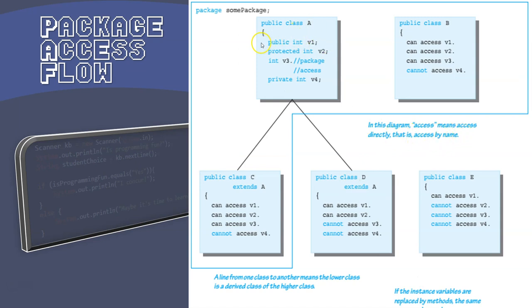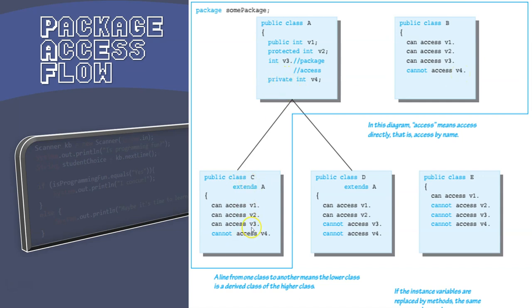So we have public int v1, protected int v2, int v3, and int v4. So these are the four different access levels: public, protected, package access, and private. And if we look at this class right here, this is all within the same package. So class B is not derived from A, but it can access the public, the protected, and the package access. But of course, it cannot access the private one because that's marked as private.